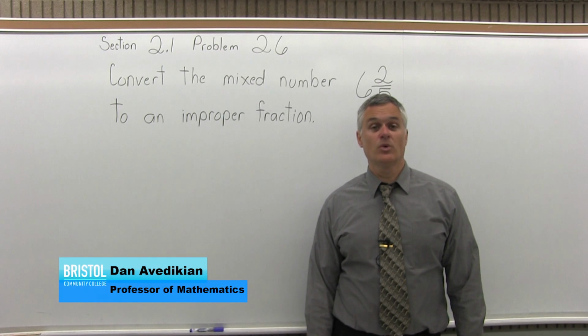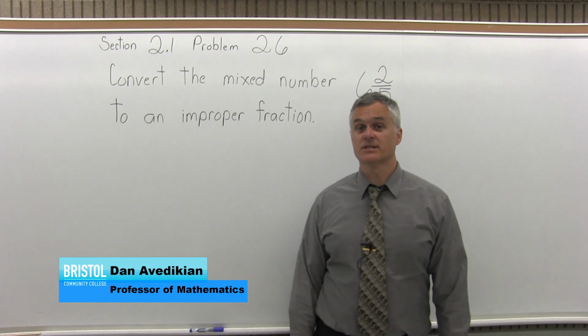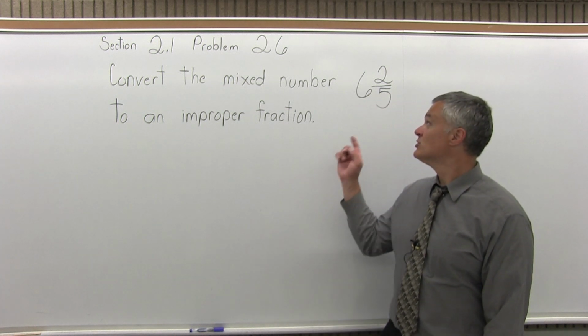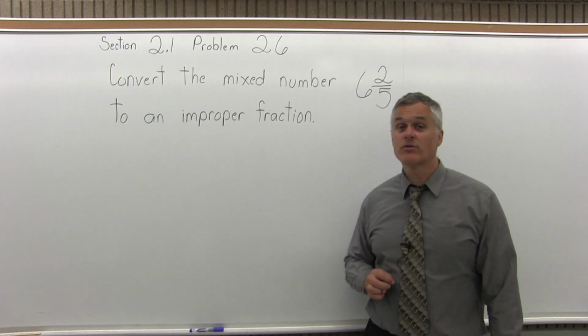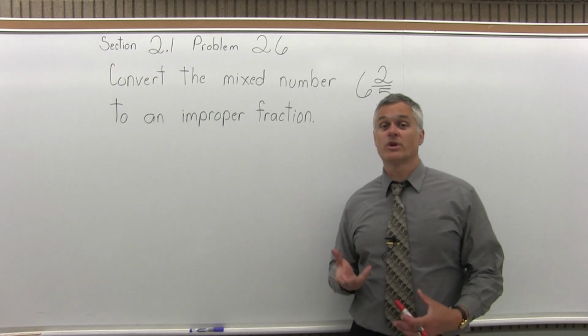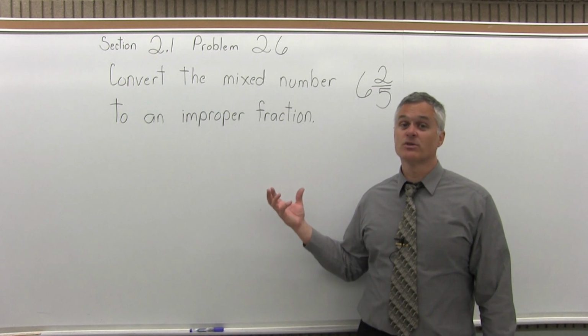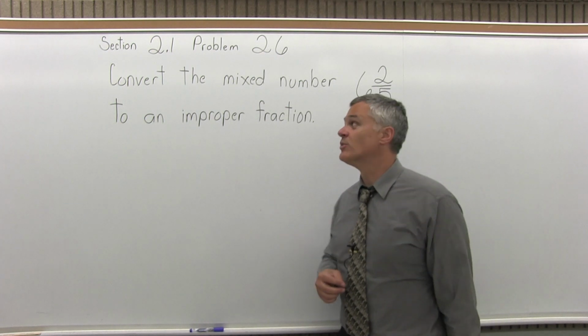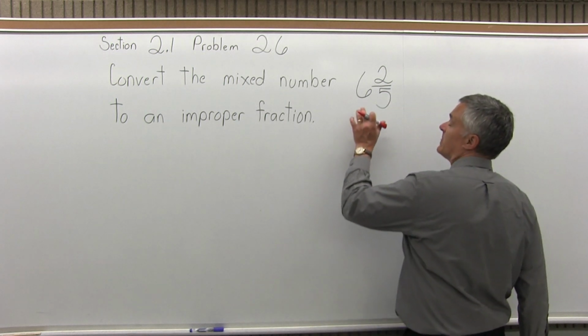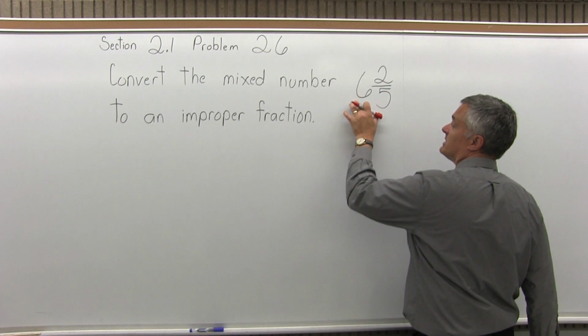This is Section 2.1, Problem 26. It says convert the mixed number 6 2/5 to an improper fraction. So in other words, we want a fraction that has a numerator that's larger than the denominator. That's an improper fraction. So to make that conversion, we start with a mixed number, right?